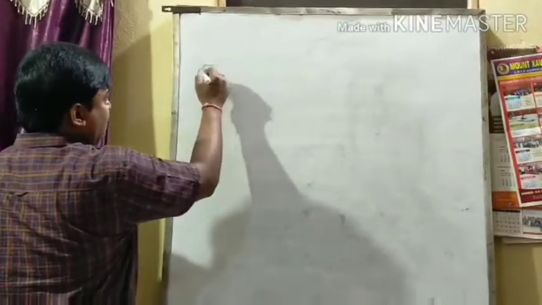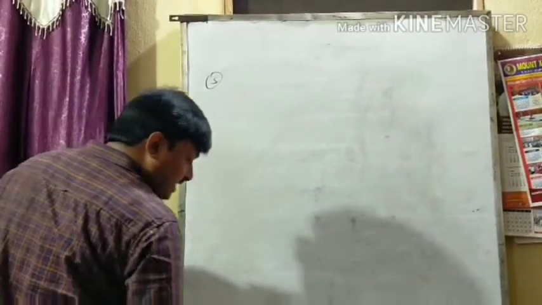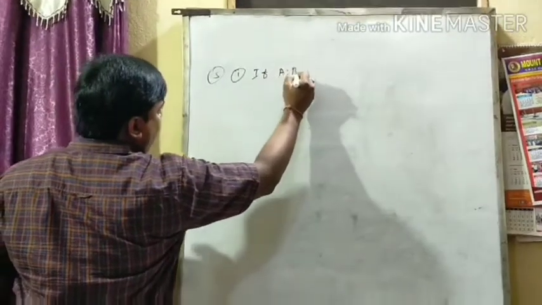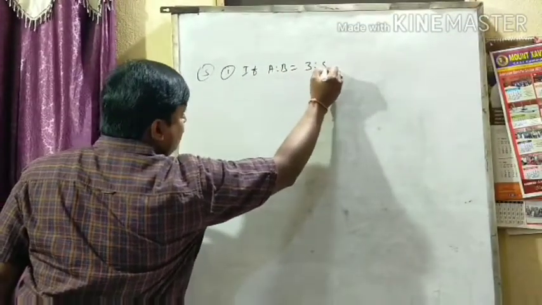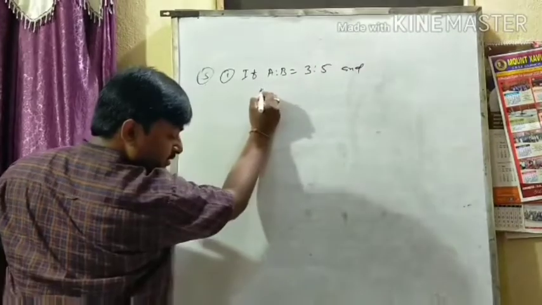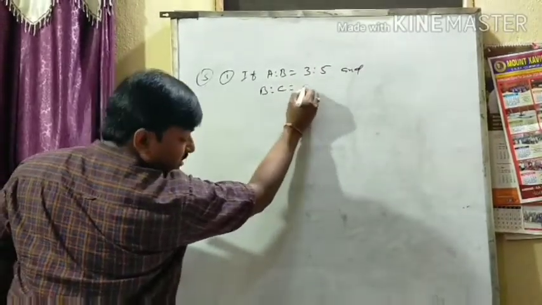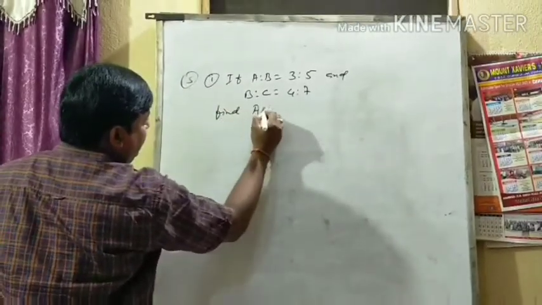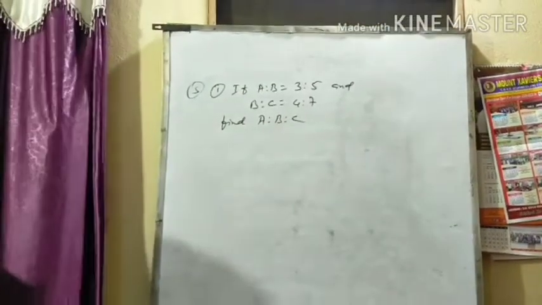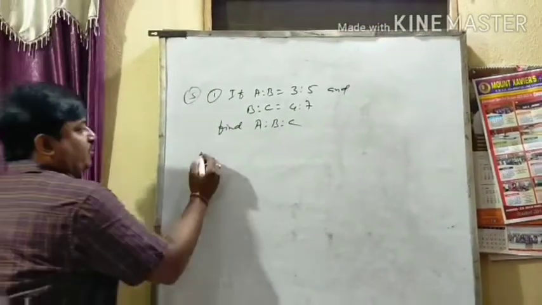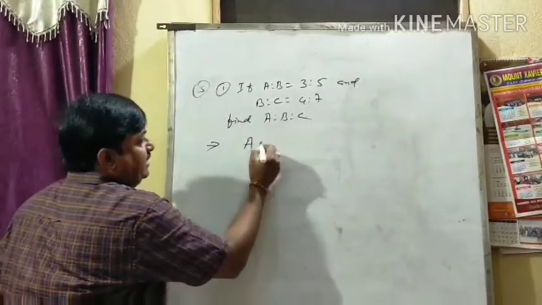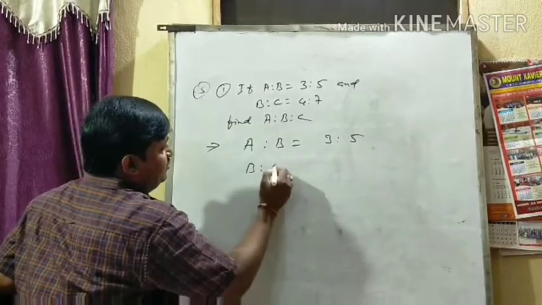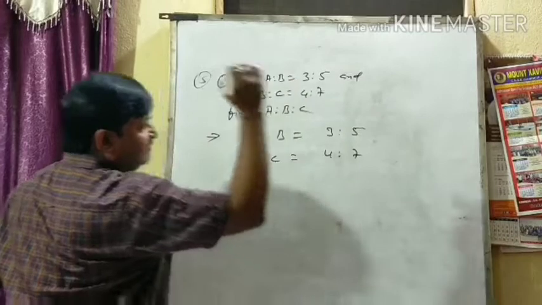Question number 5. The first question of 5: if A is to B equals 3 is to 5 and B is to C equals 4 is to 7, find A is to B is to C. We have to find A is to B is to C. So see the solution, students. A is to B equals 3 is to 5 and B is to C equals 4 is to 7.